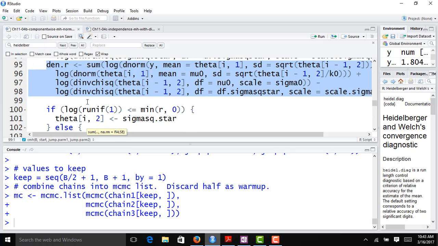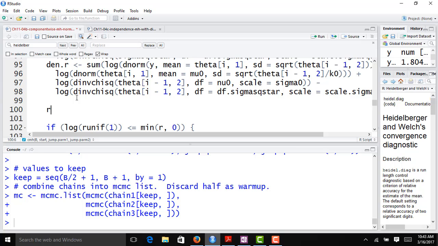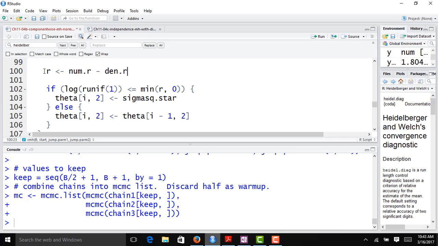there's actually a typo here. There's actually a bug here, which is bad. So it will be interesting to see how this makes a difference. But r should be set to numerator.r minus denominator.r.